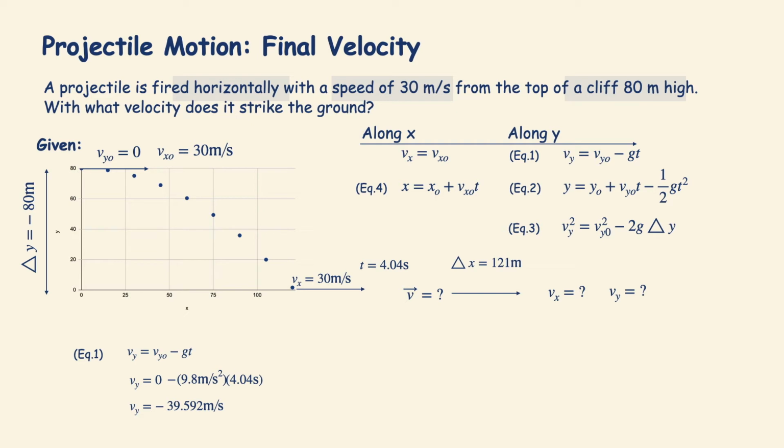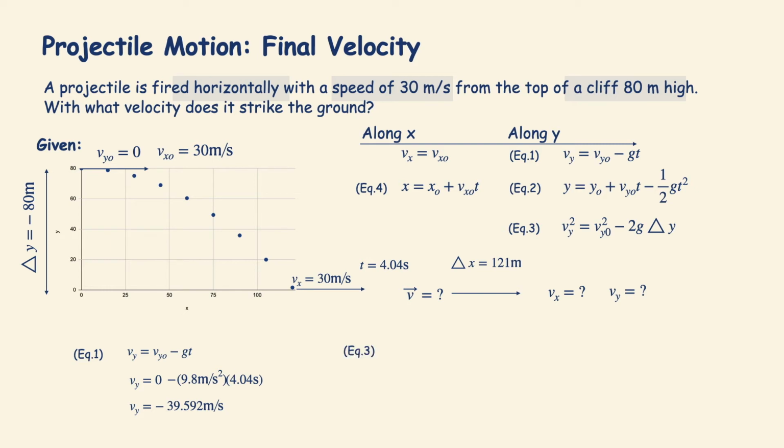So with that, I get for the y component of the velocity of the projectile to be minus 39.592 meters per second. Remember, minus indicates that the projectile now is traveling downwards, because all my equations 1, 2, and 3 are written with the implicit choice of up positive and down negative.